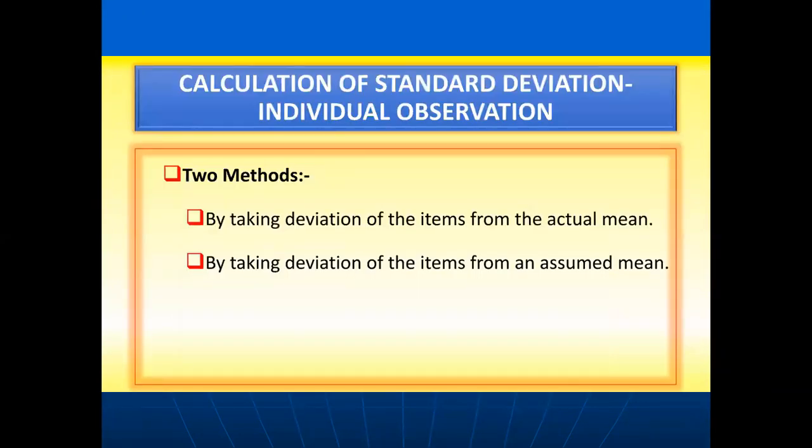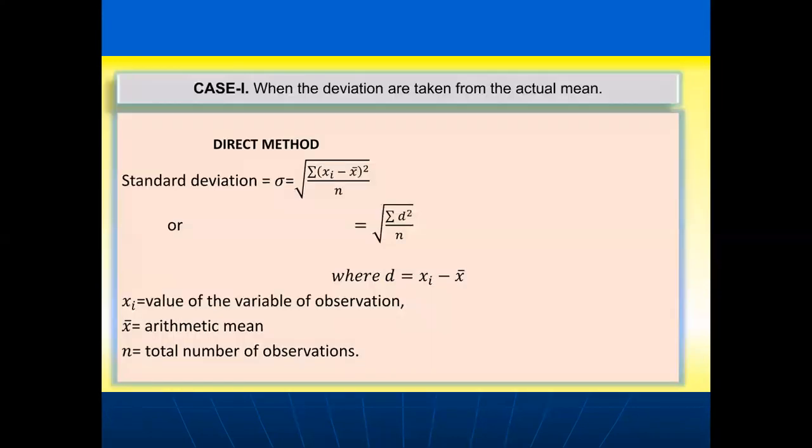Now, calculation of standard deviation in case of individual observations, as I mentioned, there are two methods. First, by taking deviation of items from the actual mean. Another one is by taking the deviation of items from the assumed mean. So both from the actual mean and the assumed mean, you can calculate the standard deviation. When the deviations are taken from the actual mean, in such case, the standard deviation is calculated by using the direct method.